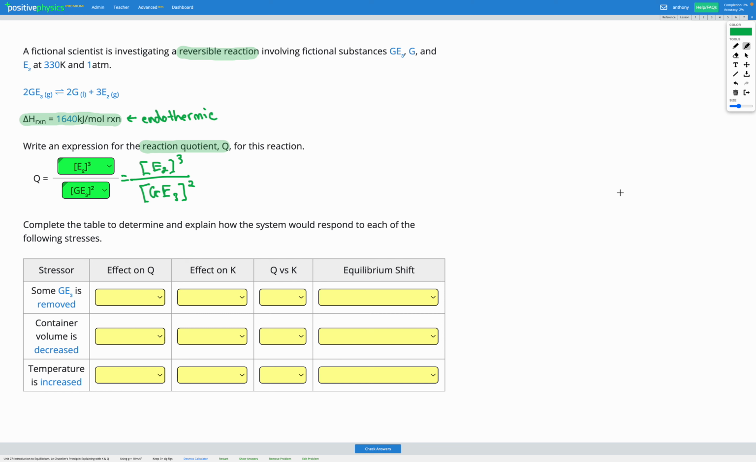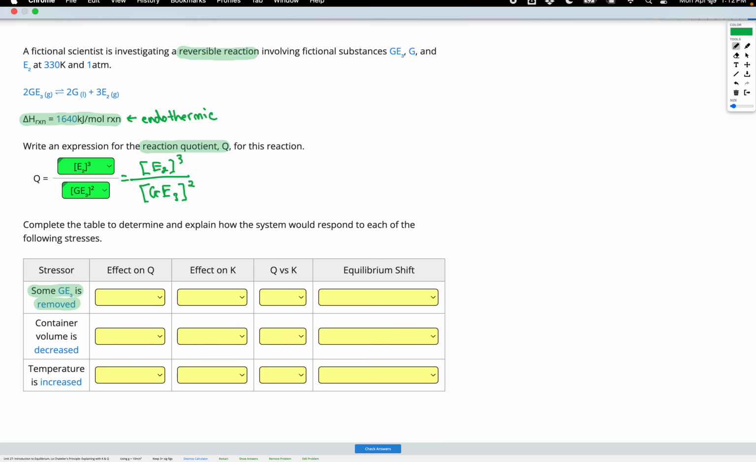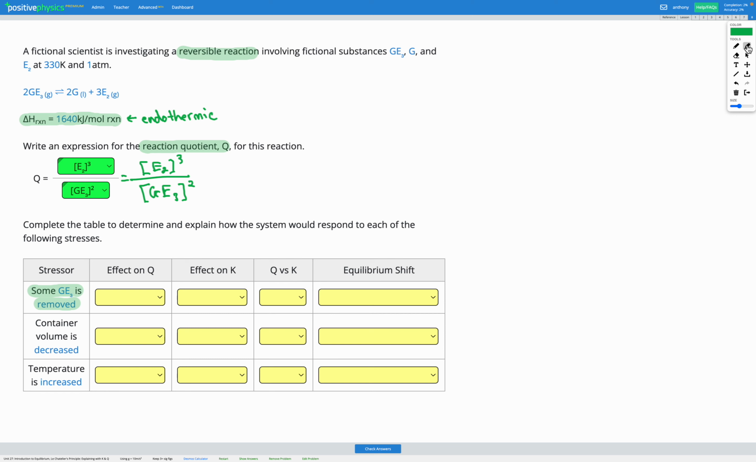Okay, so now we're going to go through looking at this table and determine and explain how the system would respond to each of the following stresses. So the first stress that happens is that some Ge3 is removed. So our job is to figure out how would this affect Q and K, and therefore how would the equilibrium shift. If some Ge3 is removed, looking at our reaction quotient equation, here's Ge3.